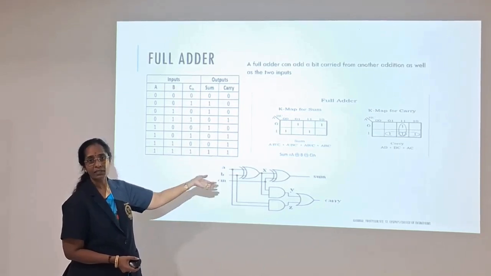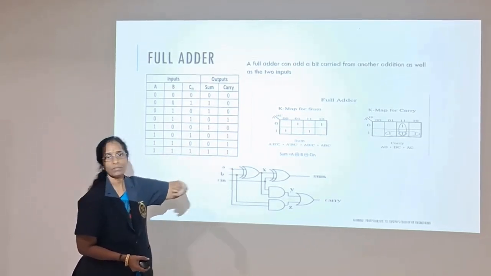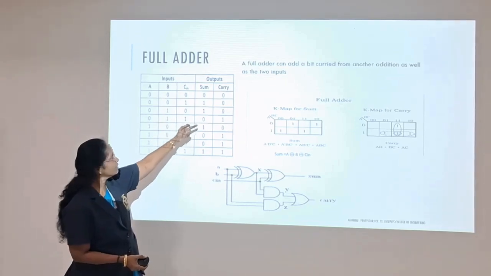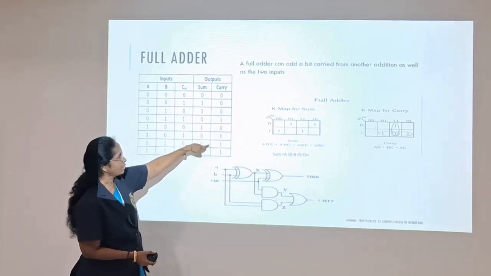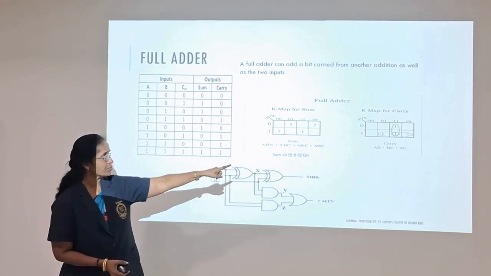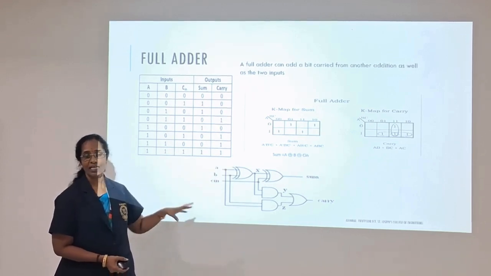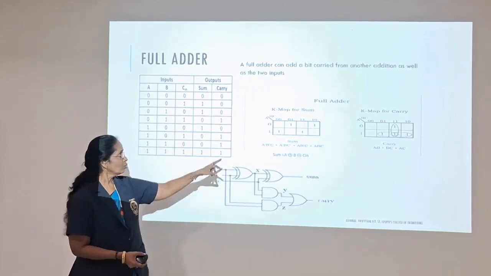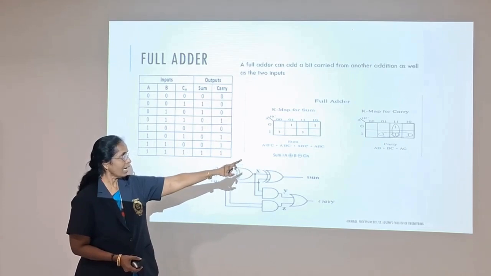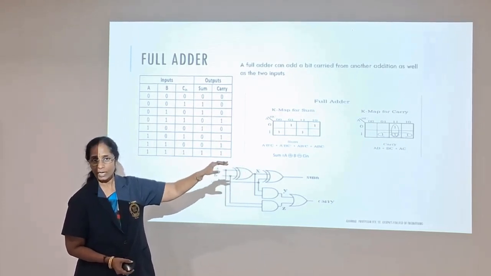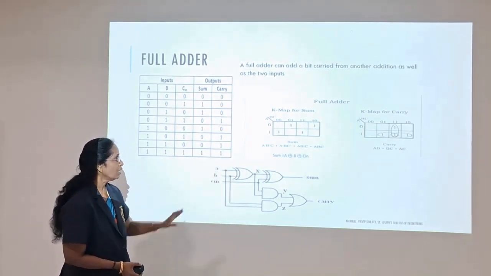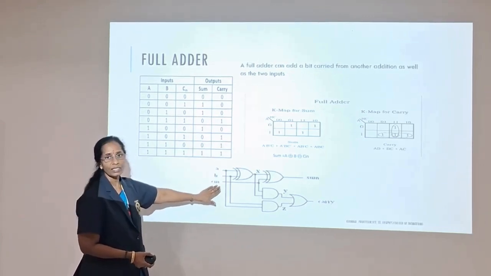By applying the simplification rule, I have got the sum equation as A XOR B XOR C, whereas when I tabulate the values of 1 for the carry in the Karnaugh map, it gives the answer AB plus BC plus AC. From these expressions, we have identified that to implement the sum, I need 2 XOR gates. To implement the carry, I need 3 AND gates, and a logical OR gate is required.